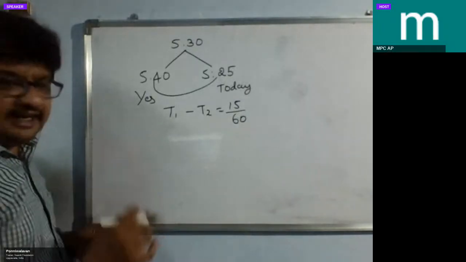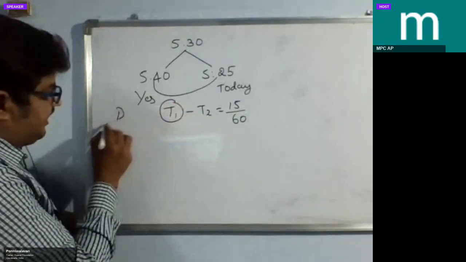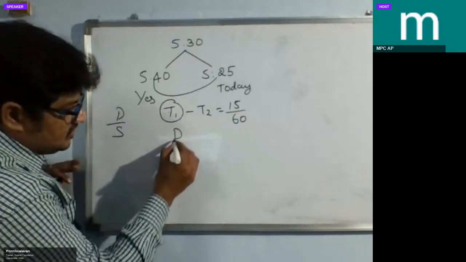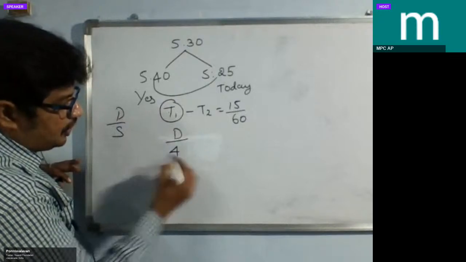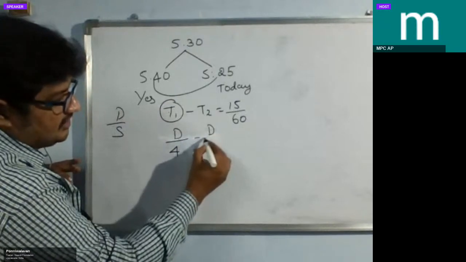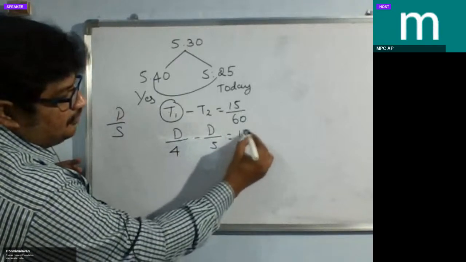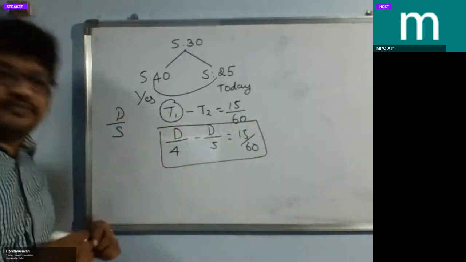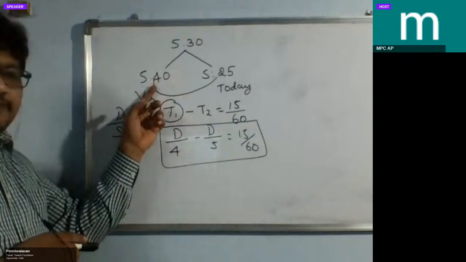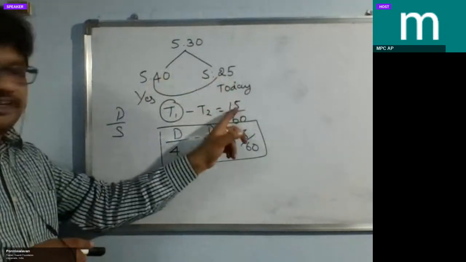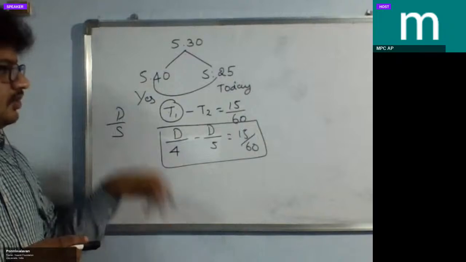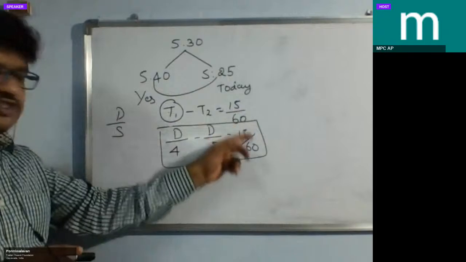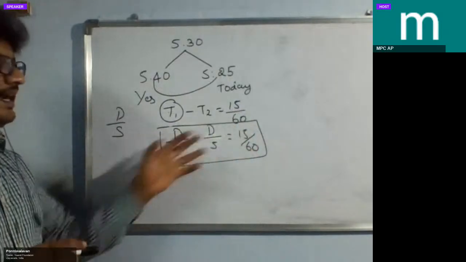Directly we can write time is nothing but distance by speed, right? So distance by yesterday's speed, 4 kilometer per hour, minus distance by today's speed is 15 by 60. So directly we can put this step. 10 minutes late, 5 minutes earlier, so the difference is 15 minutes. Yesterday's time is D by 4, today's time is D by 5. So D by 4 minus D by 5 is 15 by 60.